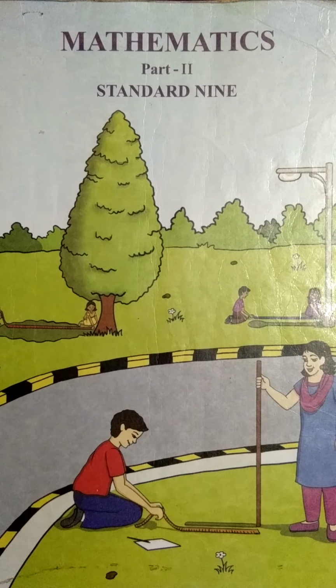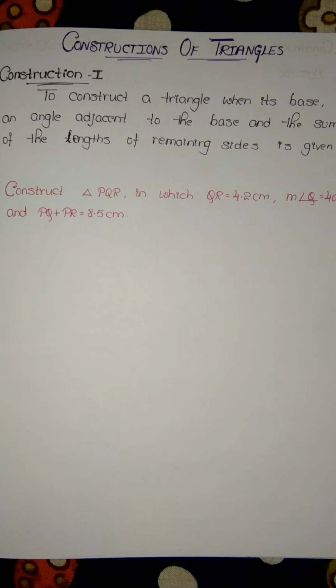Hello students, in this video we are going to learn construction of triangle. So here we are going to solve practice set 4.1. There are three types of construction of triangle and three practice sets: 4.1, 4.2 and 4.3. First, in this one we are going to learn one type of construction, and based on that we are going to solve practice set 4.1. So let's start.